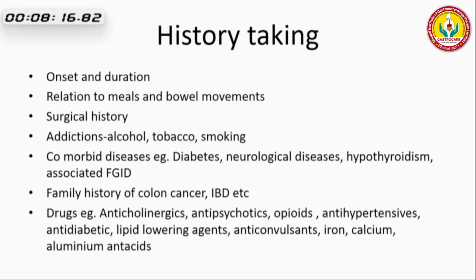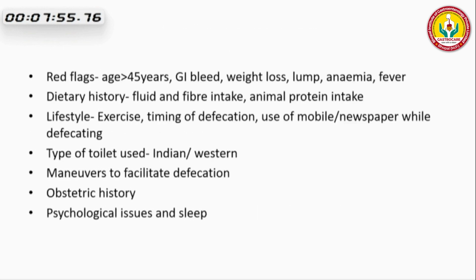Family history of colon cancer and IBD should be taken into account. It is very important to take history of drugs. Drugs like anticholinergic drugs, antipsychotics, opioids, antihypertensives, anti-diabetic drugs, lipid-lowering agents, anticonvulsants, simple drugs like iron, calcium, and aluminum antacids can also cause constipation. One should inquire regarding red flags.